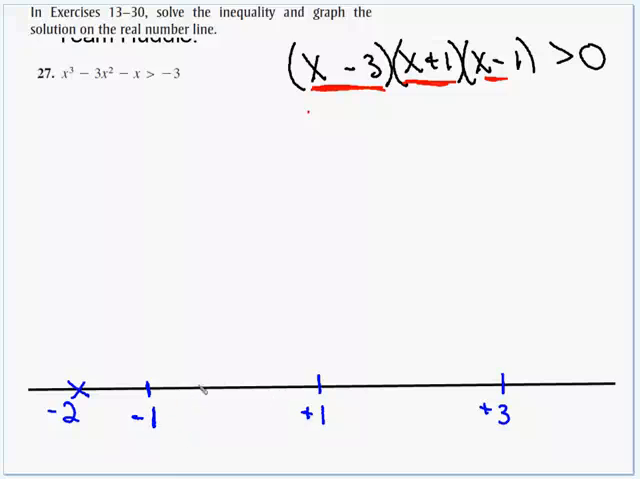In between -1 and 1 is my favorite number, 0. Plug it in. 0 minus 3 is negative. 0 plus 1 is positive. 0 minus 1 is negative. Negative times positive is negative, times another negative is positive. Is a positive number greater than 0? Why, yes, it is. So this is going to be part of our solution set.